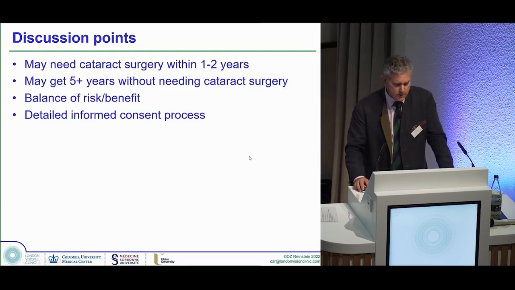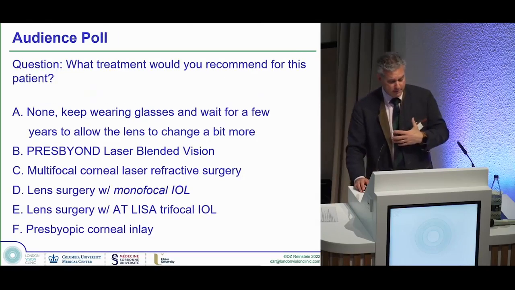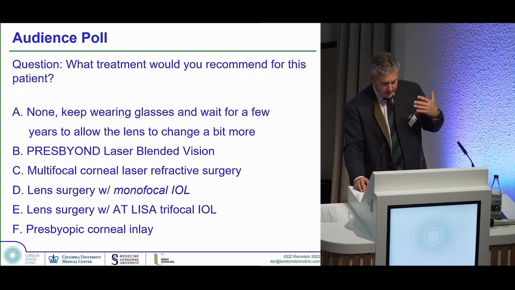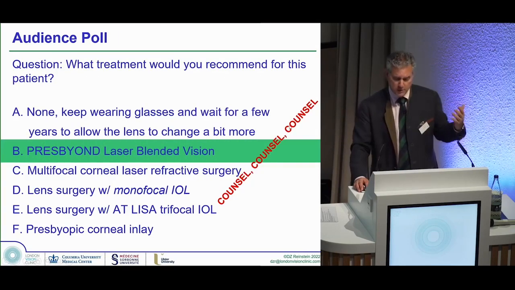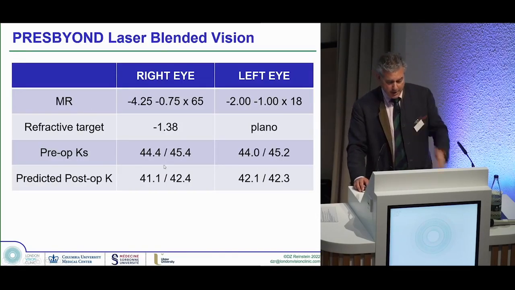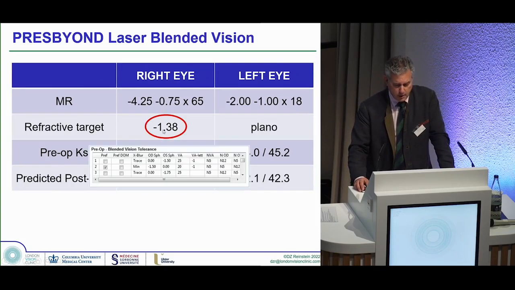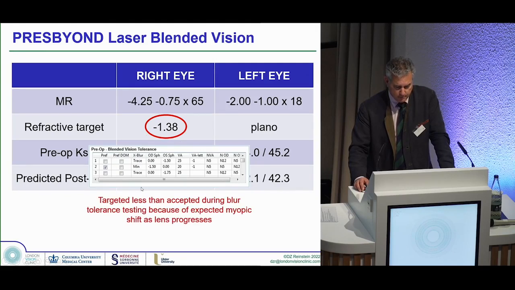Now you do have a choice. The refraction might shift. You might need another enhancement in that right eye or the left eye because of that. So we did PRESBYOND on her. We counseled this very carefully, documented everything. And she ends up plano, -1.38, target, and cross blur test, everything's fine.